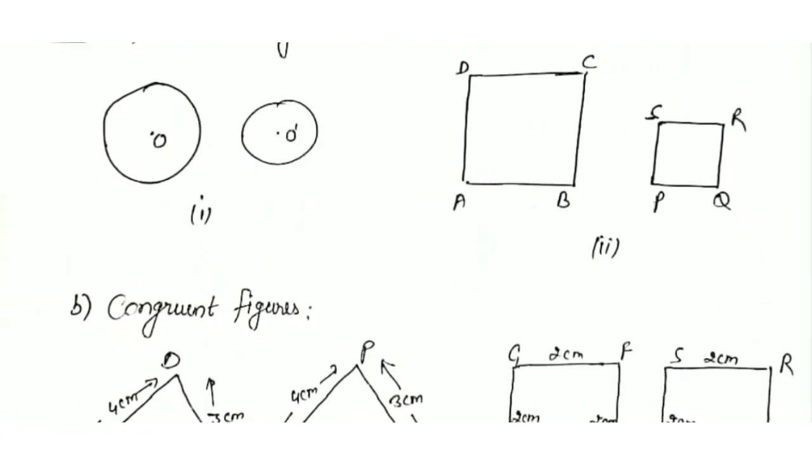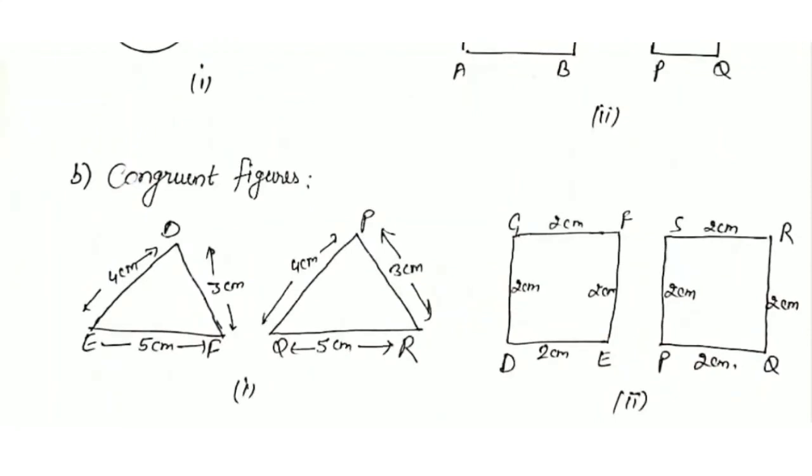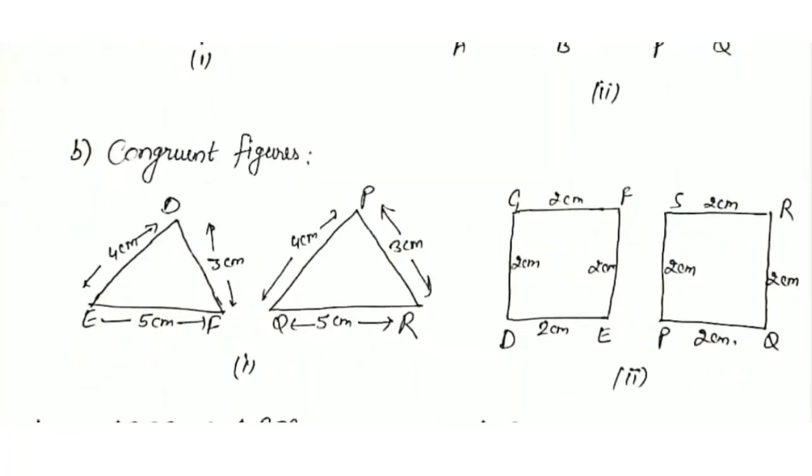Now congruent figures. In part 1 we have two triangles DEF and PQR, and both have corresponding sides of 4 cm, 3 cm and 5 cm. So these two triangles have their corresponding sides equal, so these two triangles are called congruent triangles. Similarly, we have two squares DEFG and PQRS of 2 cm side each, so these two squares are congruent. So this is all about worksheet number 21.